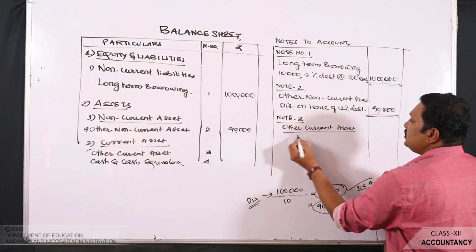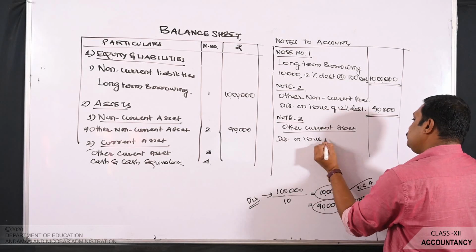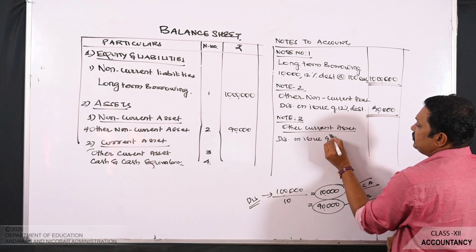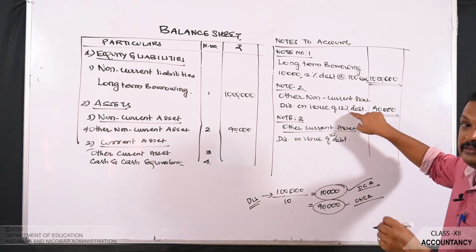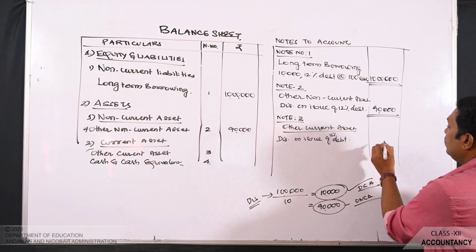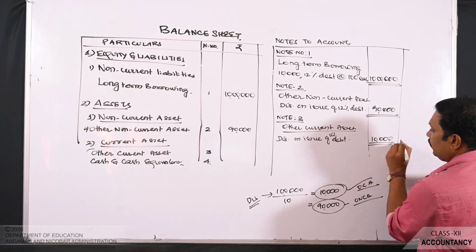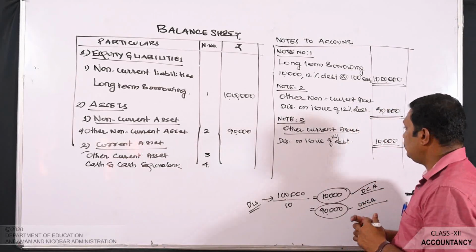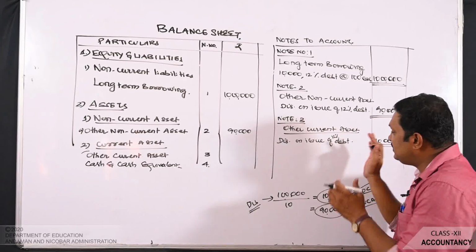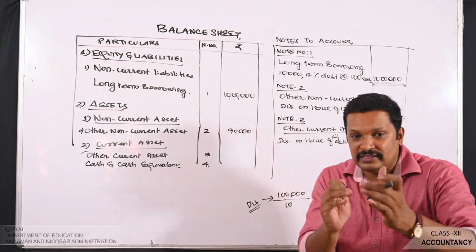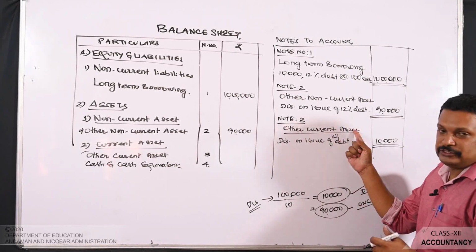Here also the discount on issue of debenture will appear. Discount on issue of 12% debenture. So the 90,000 is left for the next year and the balance is only 10,000, right? The discount on issue of debenture under other current asset will be 10,000 because this amount is going to be written off in this current year only. That's why we put it into other current asset.